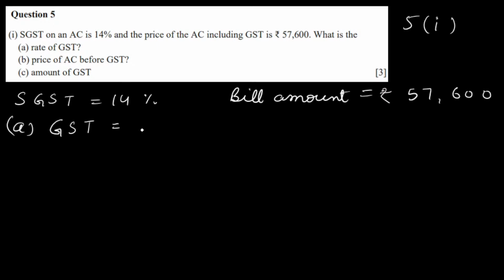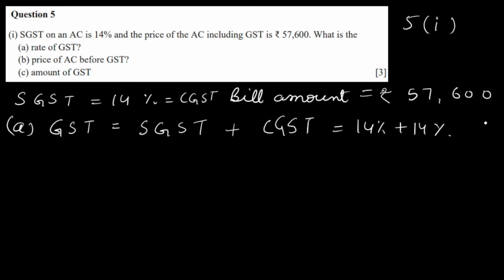Yes, because GST is what? GST is SGST plus CGST. And we know SGST and CGST are always equal. If SGST is 14%, that means CGST is also 14%. So 14% plus 14% is equal to 28%. So the rate of GST is 28% here. Now B. So the first was very easy.